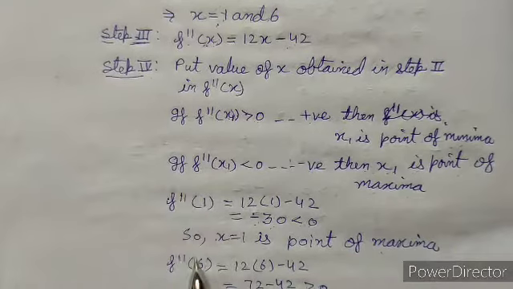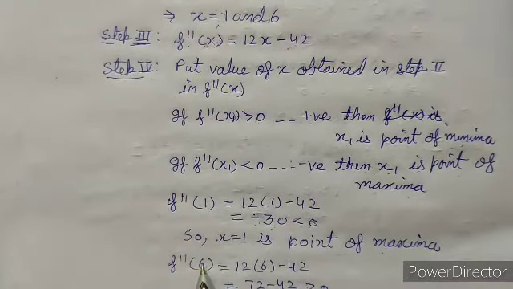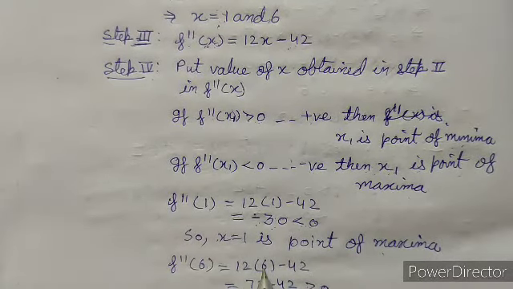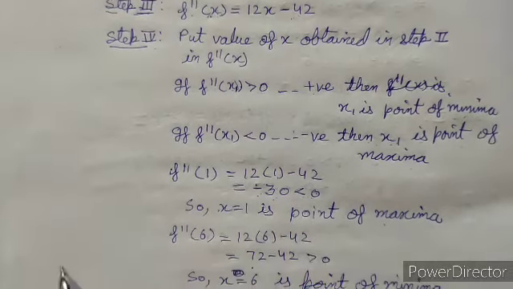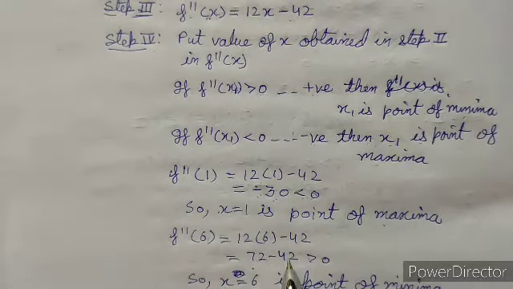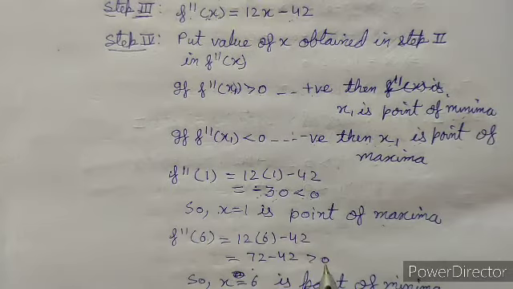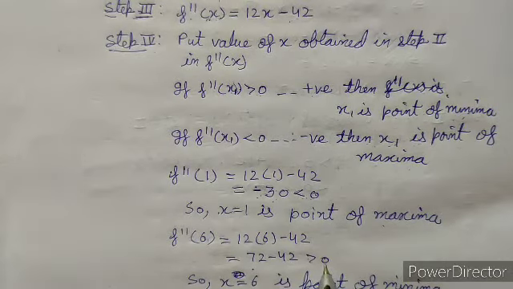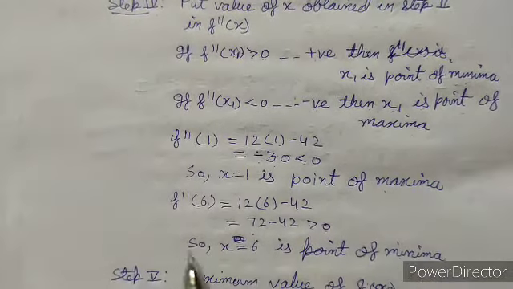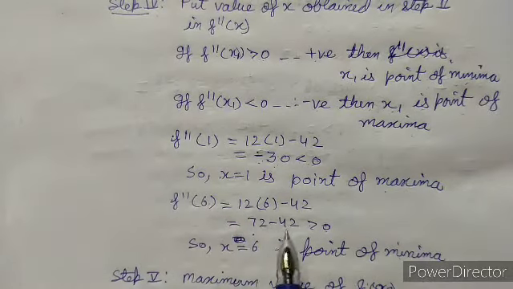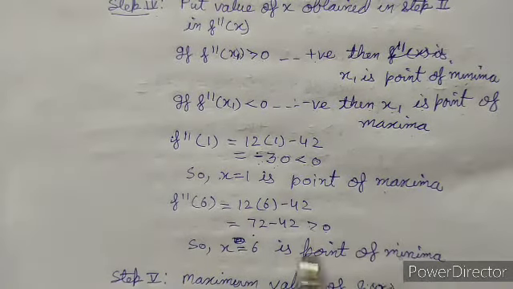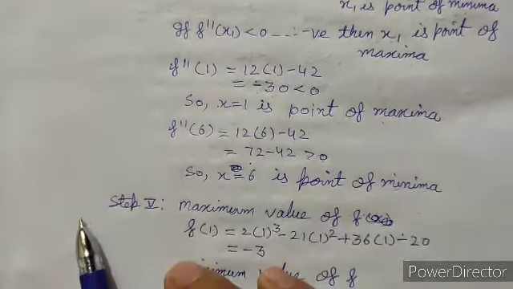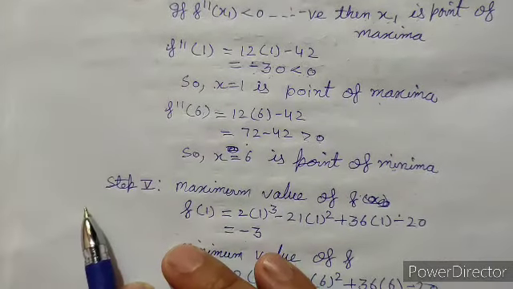Now at x = 6, f''(6) will be equal to 12 × 6 - 42, and that will be equal to 30, which is greater than 0, or which is positive. That means x = 6 is a point of minima. Now in step 5 we will find the minimum and maximum value of the function.